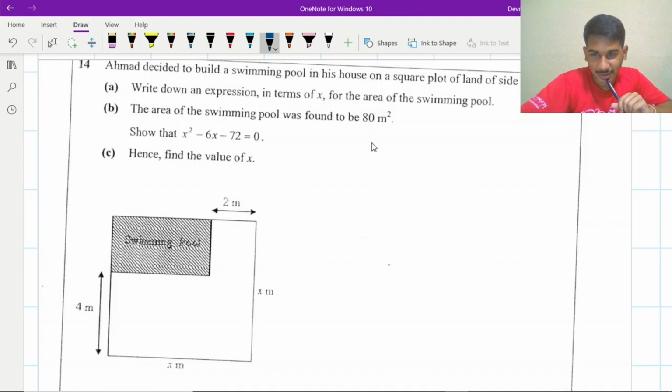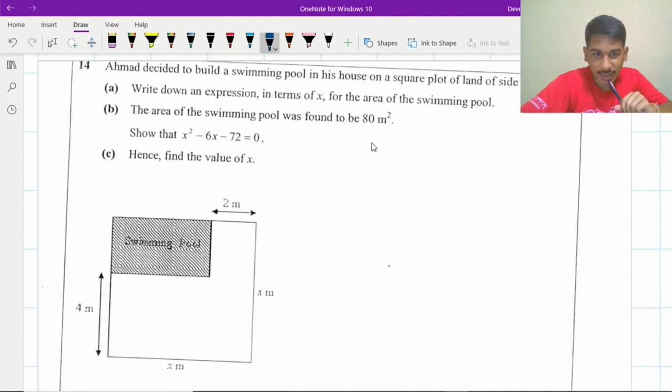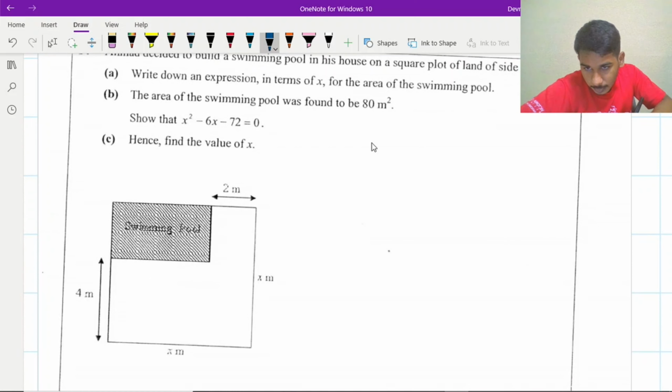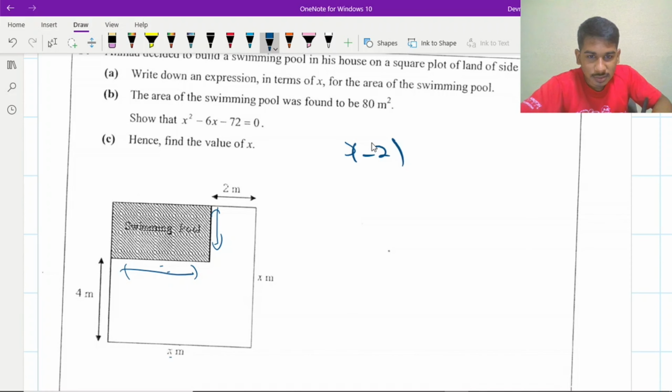Okay, whatever. Decides to build a swimming pool in the house on a square plot of land of side x meters. Write an expression in terms of x for the area of the swimming pool. Okay, what is the area of the swimming pool? We know it's this length times this length. What is this length? It's x minus 2. So it's x minus 2 times x minus 4.